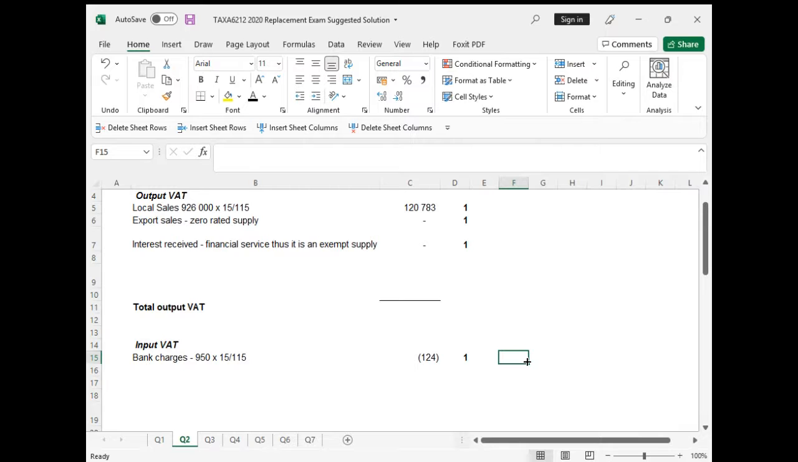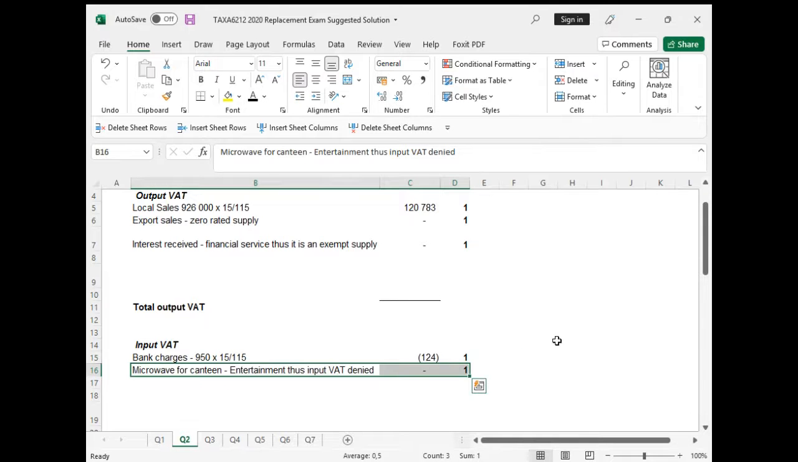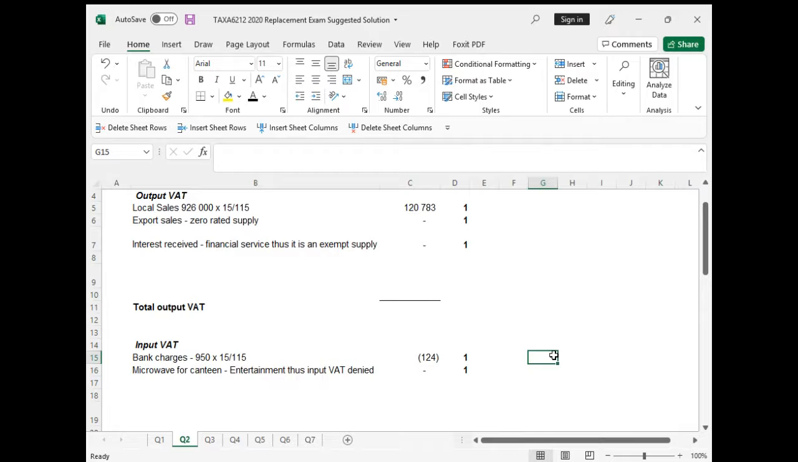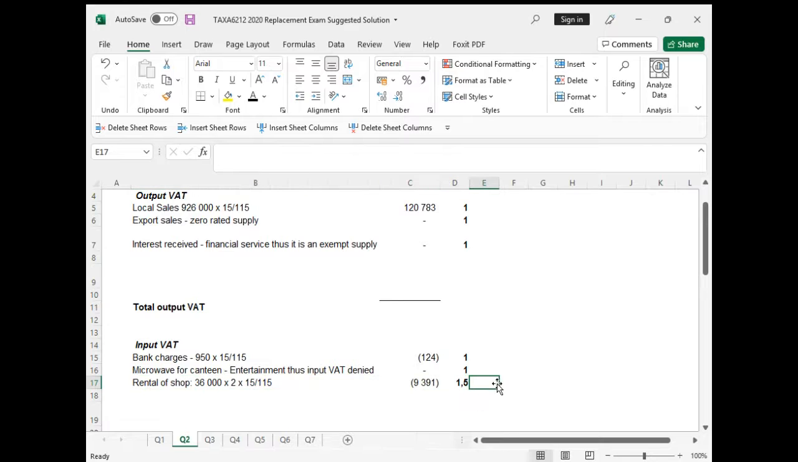Okay, then point number 3 we said is the microwave, which was for entertainment. So you show the microwave, but you then indicate that it is entertainment. So for that reason, input VAT is denied. So you show a 0 in your calculation. Then number 4 was the rental of the shop premises. So what you had to see there specifically is the rental amount was per month. And they stated that our VAT return is a 2-month VAT return. So for that reason, you have to multiply that amount with 2.